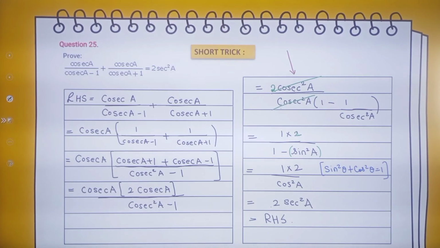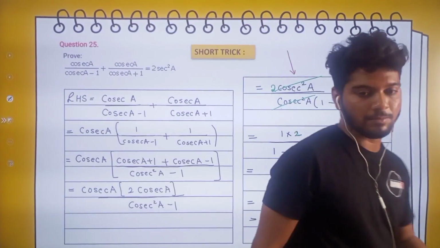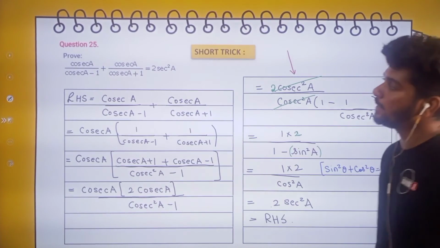Then we can proceed with the next sum. Okay, I guess 26 sum would be the last sum. Then we'll meet in lecture 3.